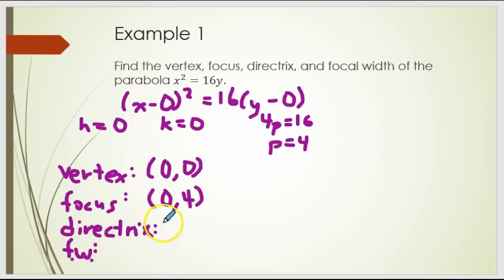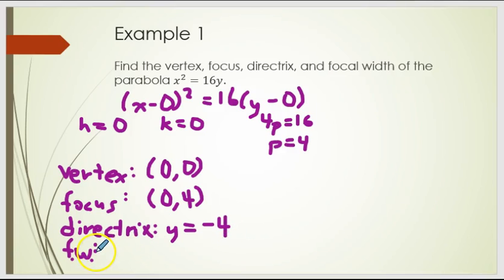Similarly, I'm going to do the directrix by saying, well, p is 4, so I know I need to subtract this number from something. And again, the reason I'm subtracting it from the y coordinate is because that's what p is touching. P is coming from this value, so I'm going to write the equation y equals, and then it's your k value minus your p value. So the y coordinate is 0, subtract 4, and you get -4.